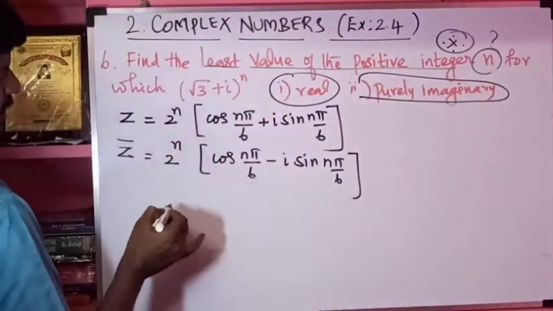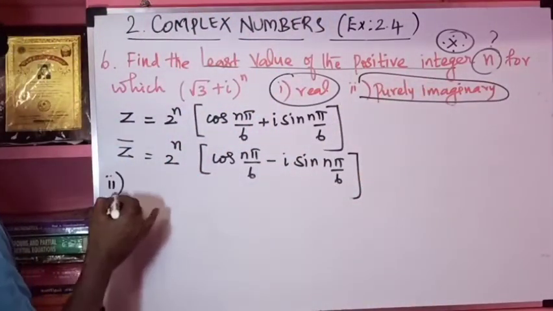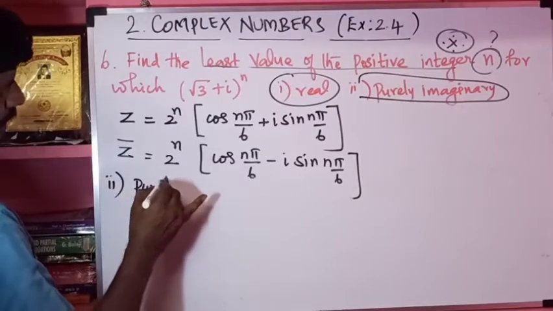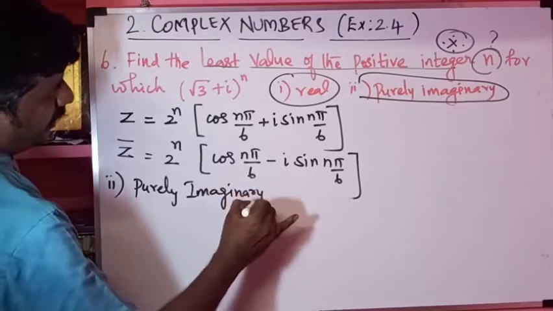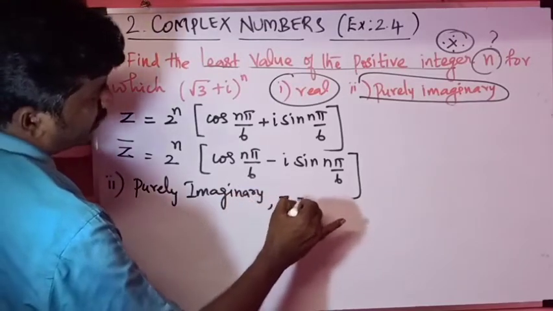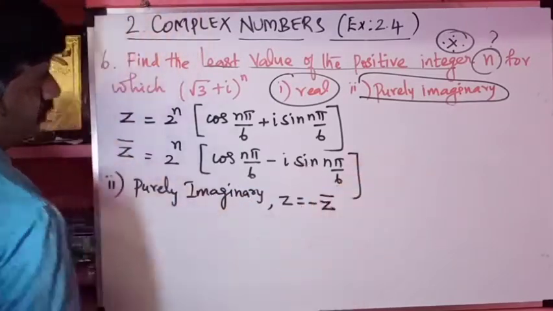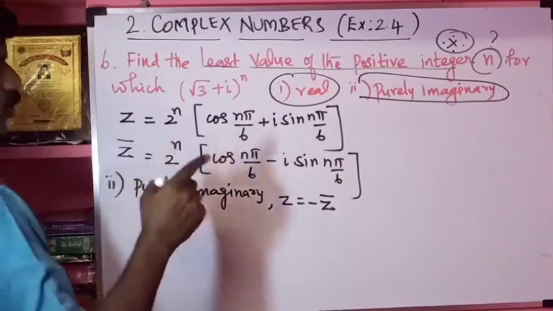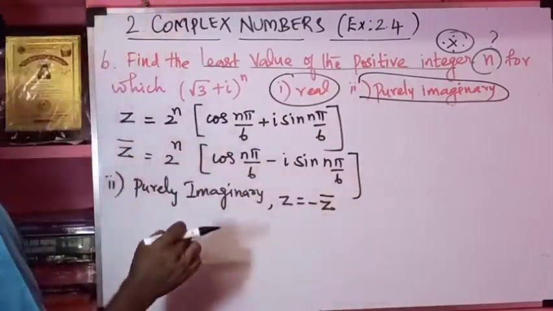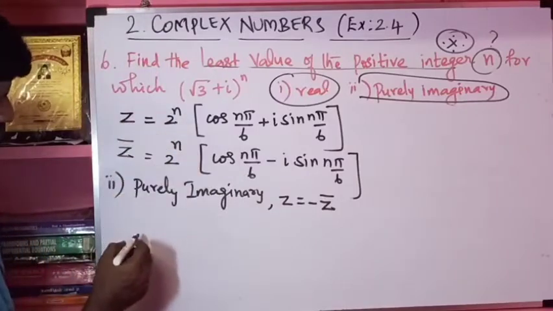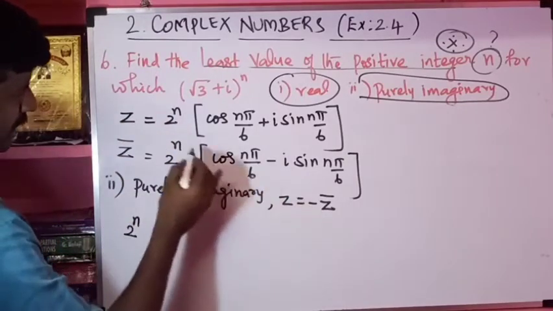Purely imaginary, right? So now second point, purely imaginary means the condition z is equal to minus z bar. Real என்ன சொன்னோம்? z equal to z bar. Imaginary na z equal to minus z bar. இப்போ அது பிரகாரம் எழுதுங்க. So this is 2 power n, the z, right?